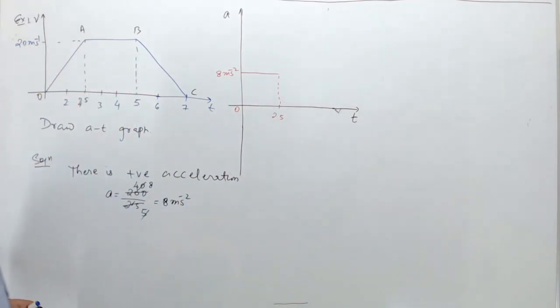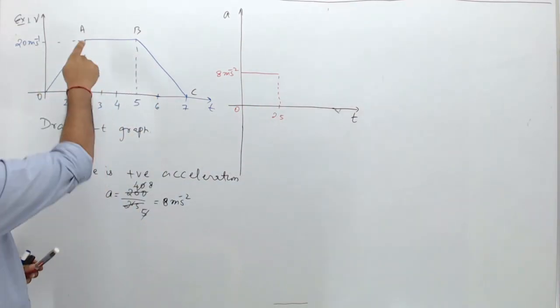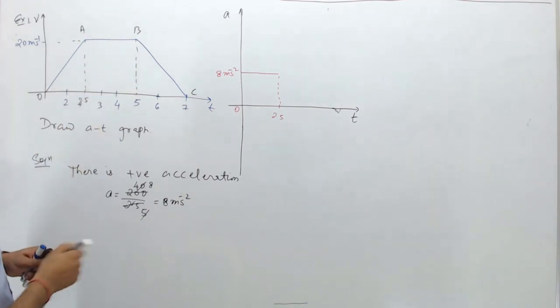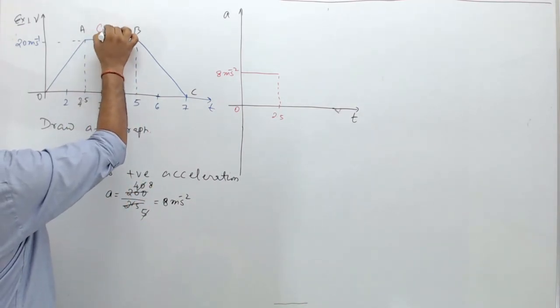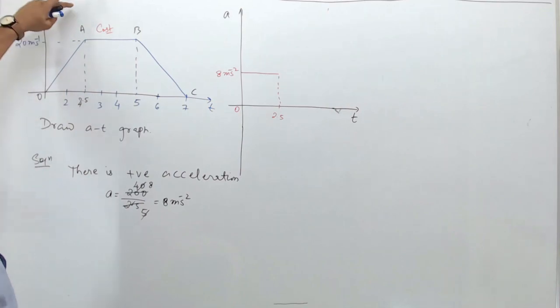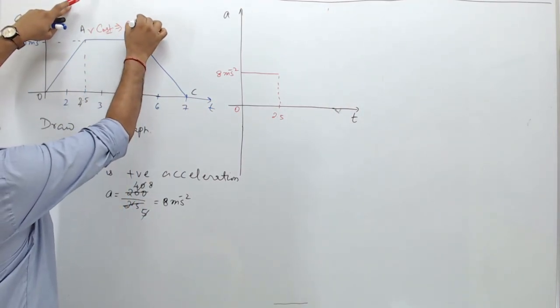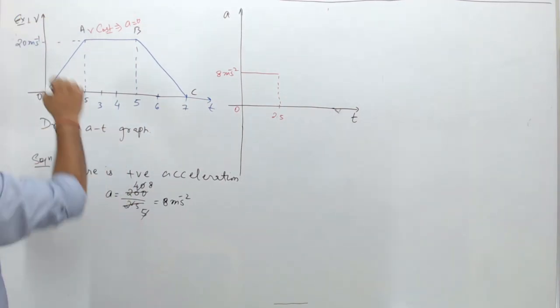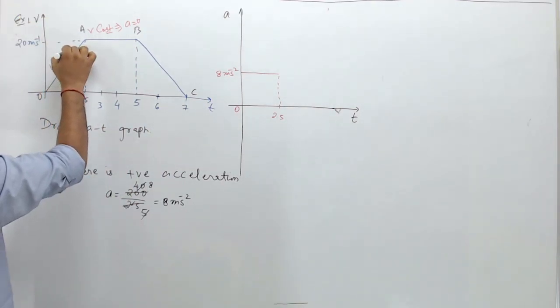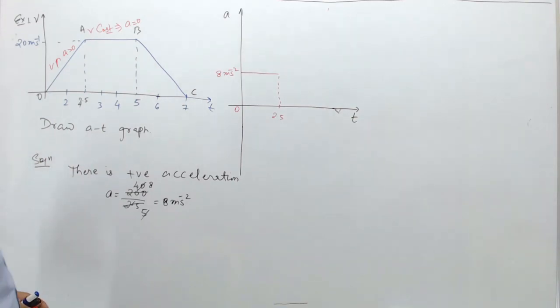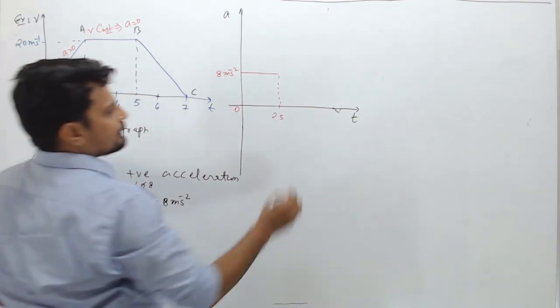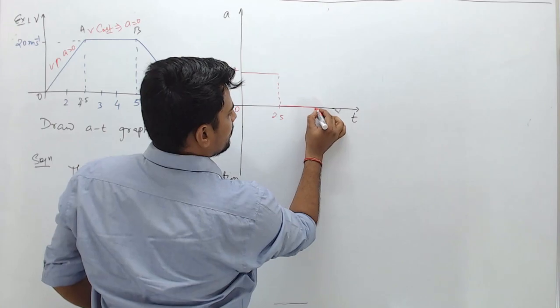All good? Badhiya. From A to B, the velocity is constant. So this is a case of constant velocity. And if the velocity is constant, that implies acceleration is 0. Here the V is increasing, that means we have a positive acceleration. So from 2.5 to 5 seconds, check out this, the acceleration has to be 0.